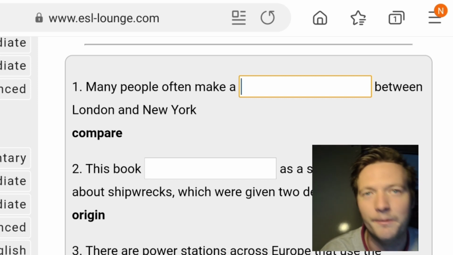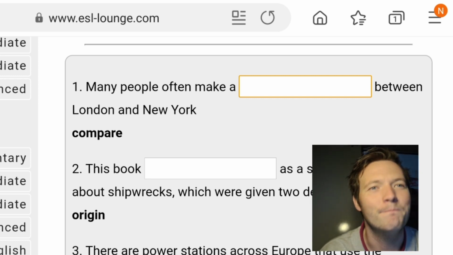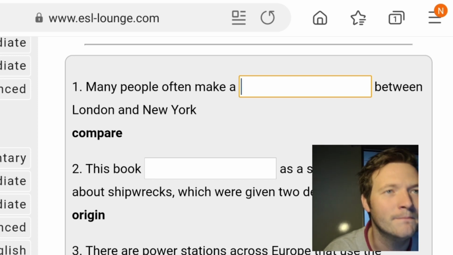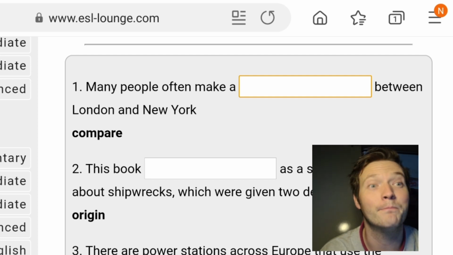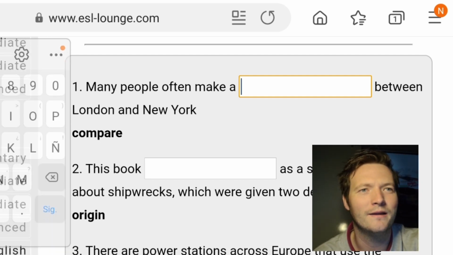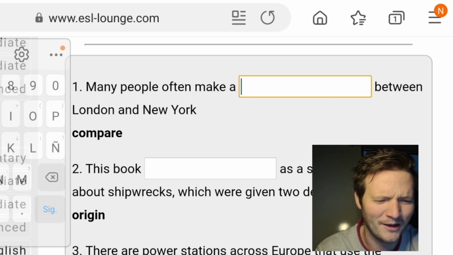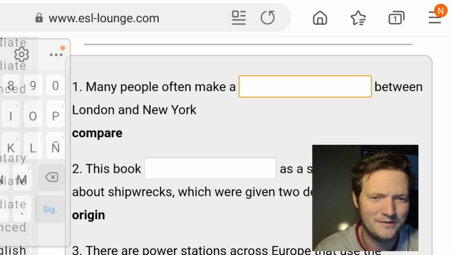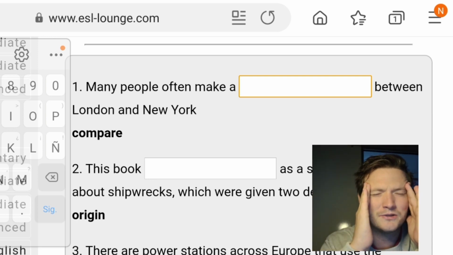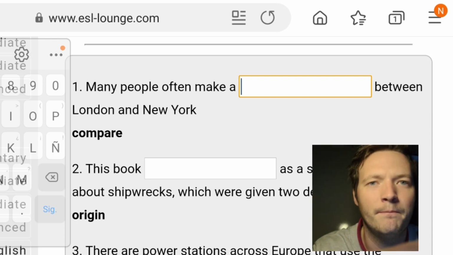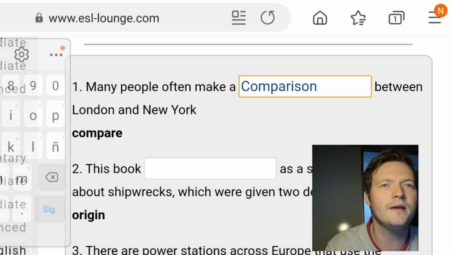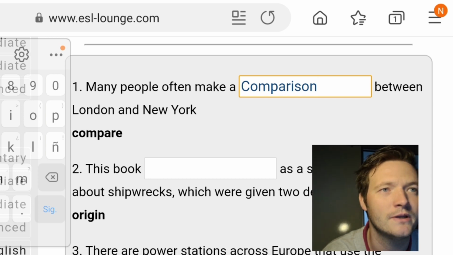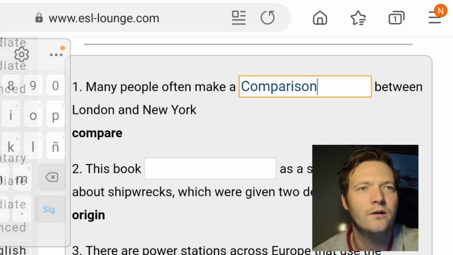Number 1 is compare. Yeah, everyone gets this one wrong. Many people often make a between London and New York. Yeah, the typical error here, everyone says comparation or something like that. And I hope I can remember. Hang on, let me write it down. I think it's comparison. Yeah, I always wonder if there's 2 R's or 2 S's. No. It's comparison, like that. Yeah, many people often make a comparison between London and New York. Yeah, no problems there. Okay, good.